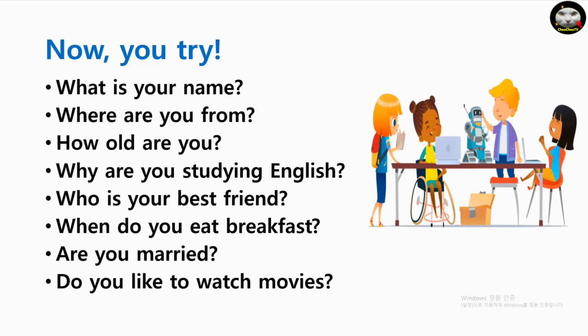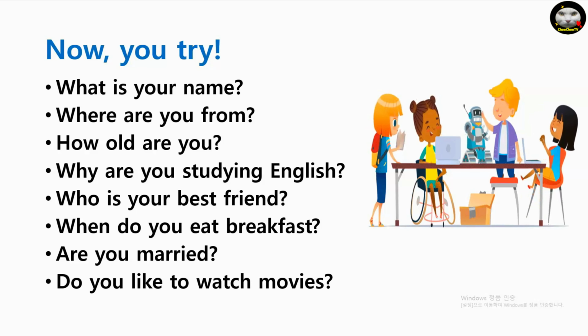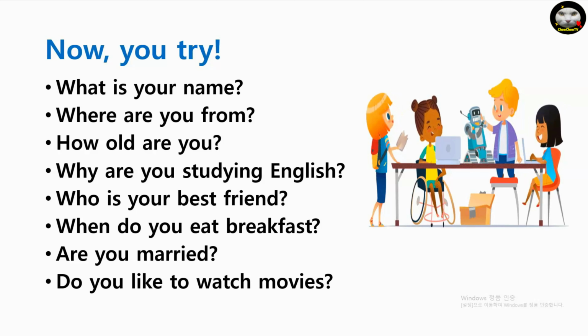How did you do? Were you able to make subject-verb-object sentences? Try writing these sentences also, and remember to use the proper capital letter rules and make sure there's punctuation at the end of each sentence.